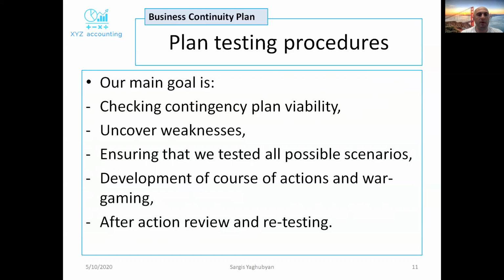And also after the action review, we dedicate a good portion of time to this section, and also to retesting, which can help us ensure that the vulnerability or issue that we found is fixed.